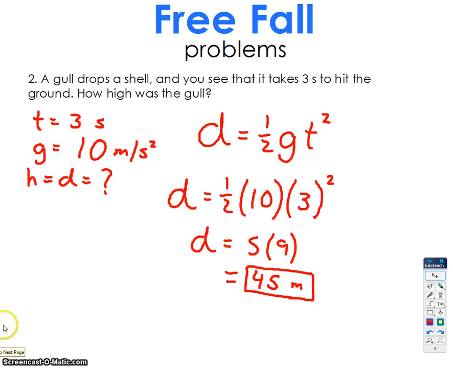Another problem here. Pretty straightforward. This time, it's really obvious to use d equals 1/2 gt squared because you have a time. You're asked for the height, which you're supposed to think height, distance. You're supposed to know that g is 10. Boom, plug, chug, 45 meters. That's what I consider the easy version of a free fall problem.